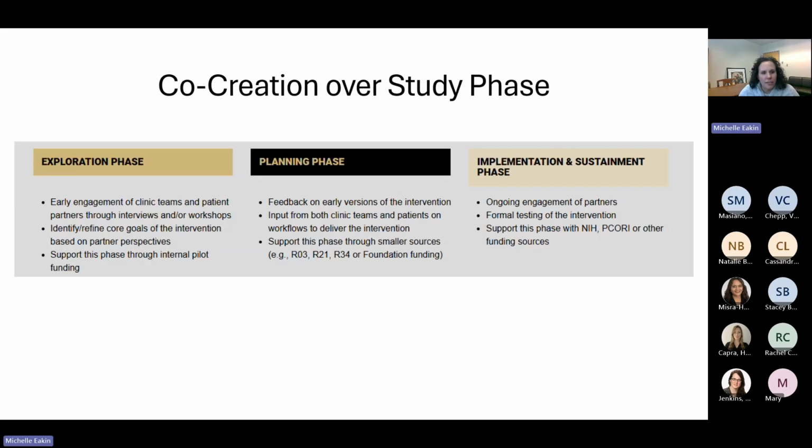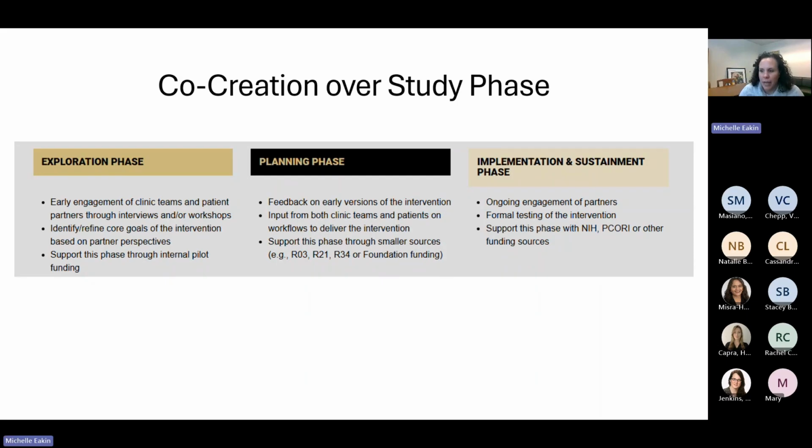And this would look different across the study phase. The exploration phase might be early engagement of the clinic team and patient partners through interviews or workshops. Qualitative methods have become very important in implementation science, and this is one way of increasing community engagement. Go do some qualitative research with the community you're interested in to identify and refine what the intervention you're trying to implement should be based on their partner perspectives. This can often be supported through internal pilot funding because you're really just trying to explore and identify the needs. This is often our pre-implementation evaluation of barriers, facilitators, needs, resources that we can use to inform.